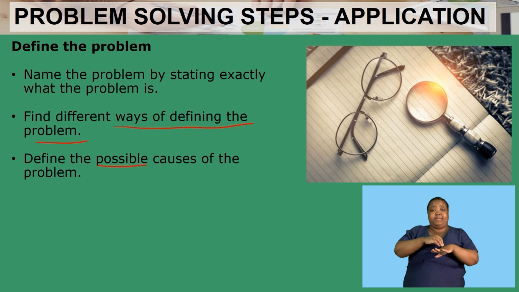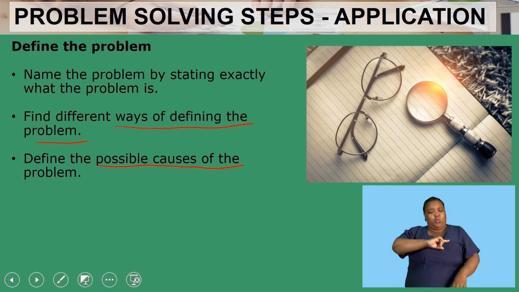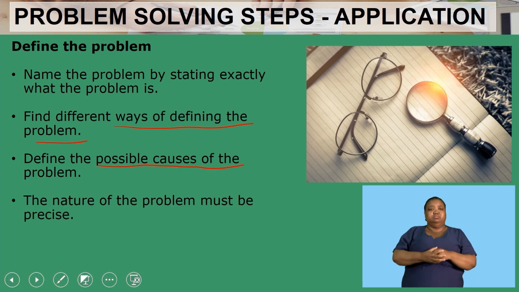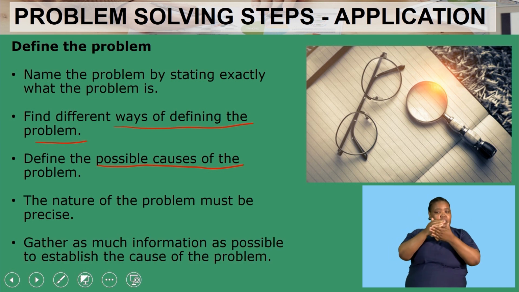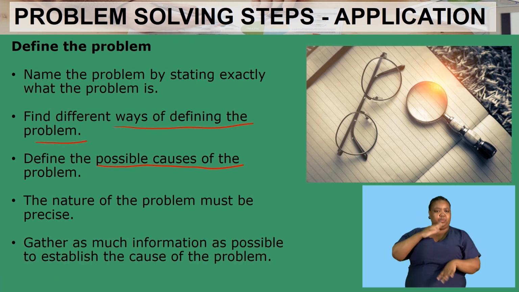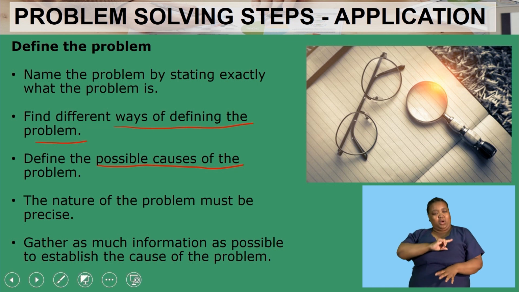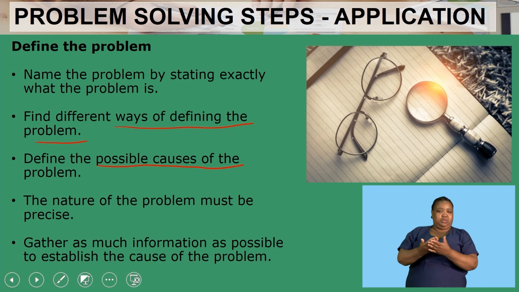Define the possible causes, like I've said, the causes of problems. What causes this problem that we are having? What is the nature of the problem? The nature of the problem must be very precise and clear. You gather as much information as possible so that you can establish the cause of the problem. So remember, this is the second one. We've defined it. We've defined the problem now.